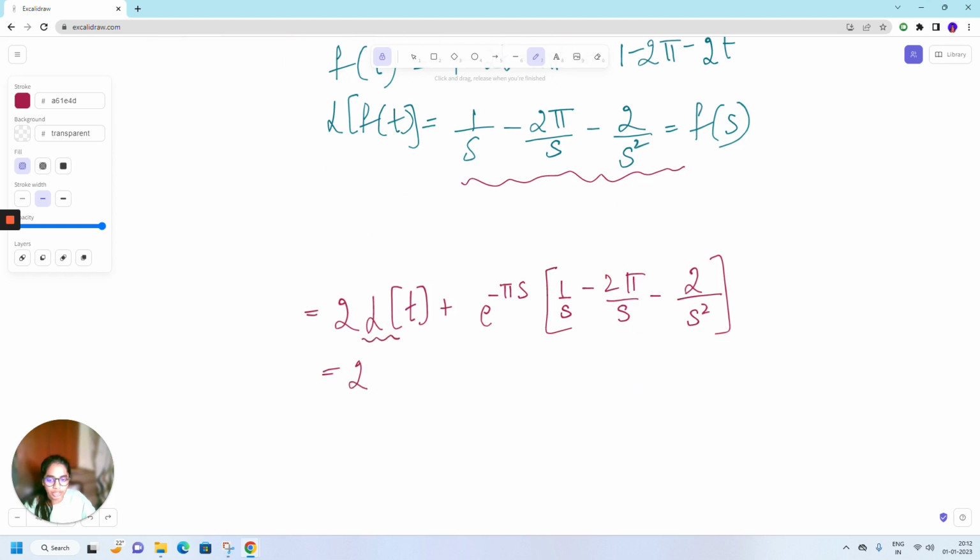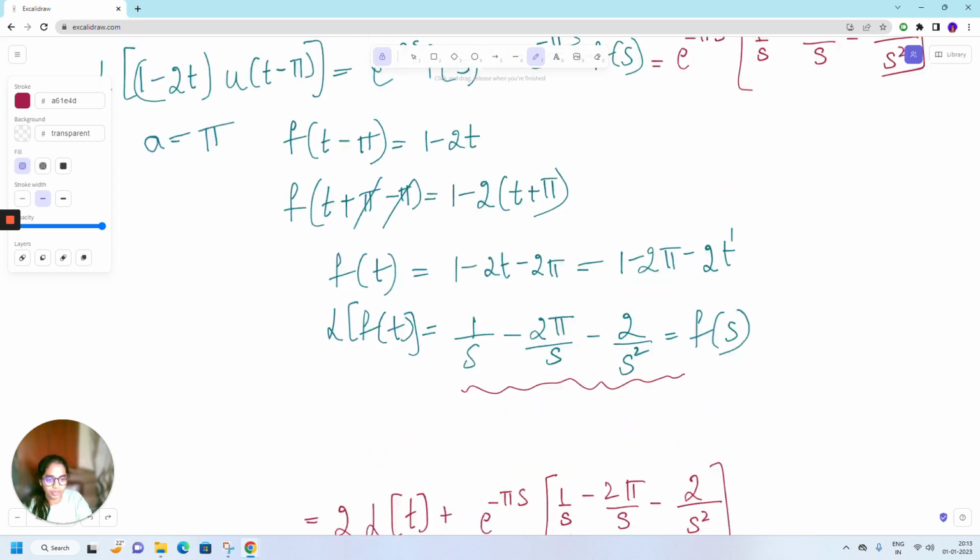What is Laplace of t? Laplace of t is 1 divided by s to the power 1 plus 1, that is s square. Okay. So yes, that is our Laplace transform using Heaviside function. This is our final answer for this question.